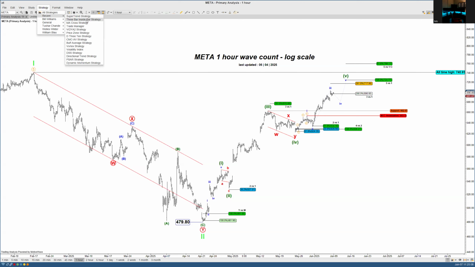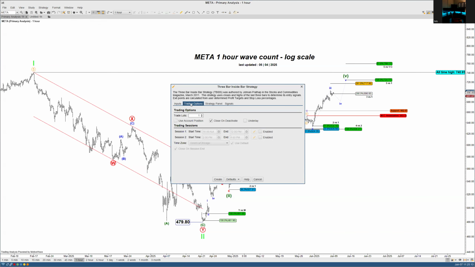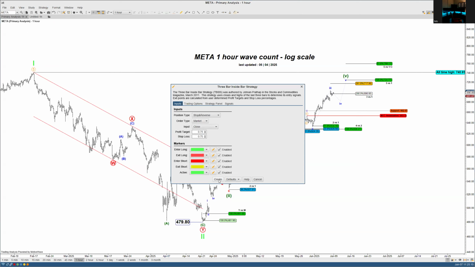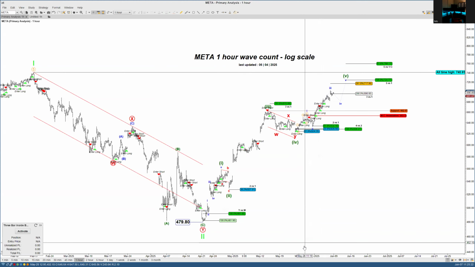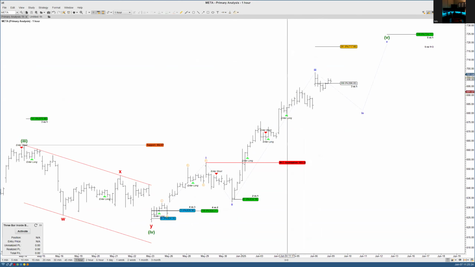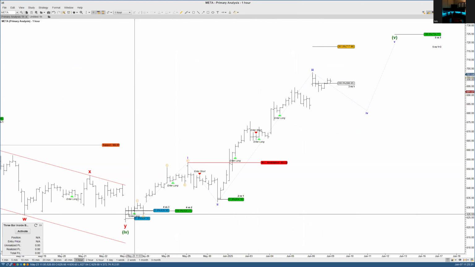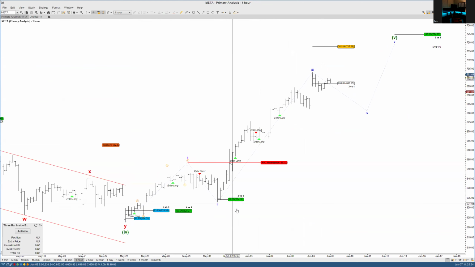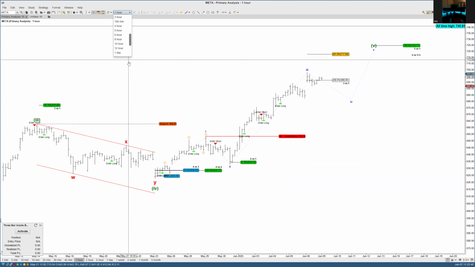It's a 3 bar inside strategy. You just have to sit and there you go. That's your, see, it tells you where to enter long, where to enter short. Look, long here. I mean, not everyone is gonna, but this is a 1 hour. This kind of stuff works good on a bigger time frame.